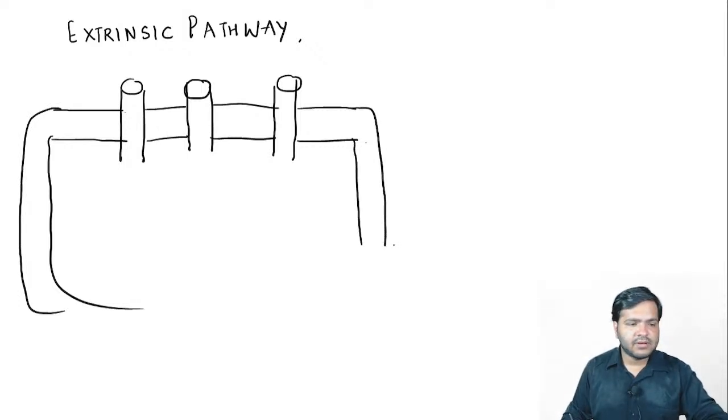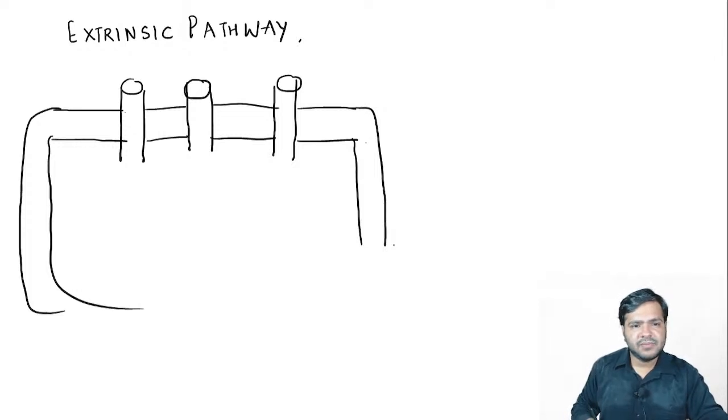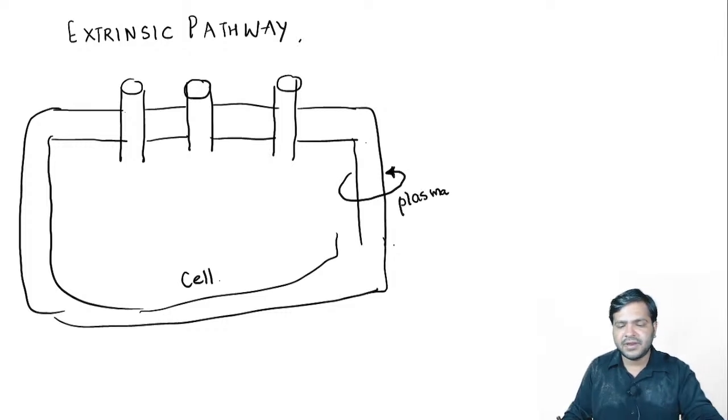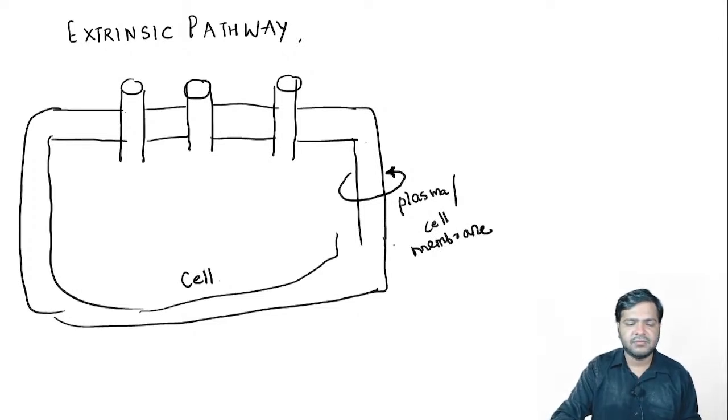Now, guys, remember that suppose this is a cell. This is the structure of a cell. And this is something which is called the plasma membrane, or commonly called the cell membrane.